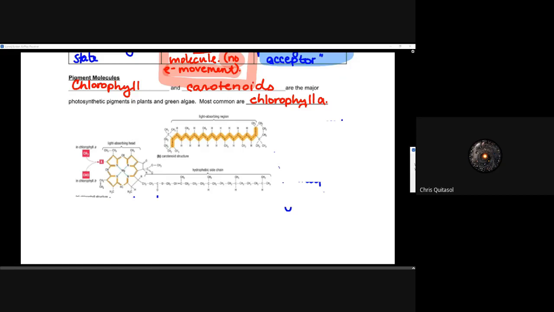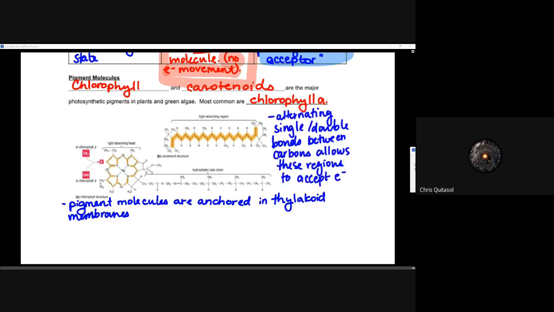The most common is chlorophyll a. So when we think about how chlorophyll works, and the actual structure that we're referring to in plants, you really are thinking about the most common one, which is chlorophyll a. When we think about the molecules responsible for that photosynthetic process, it's important to recognize the structure has a lot to do with how they function.